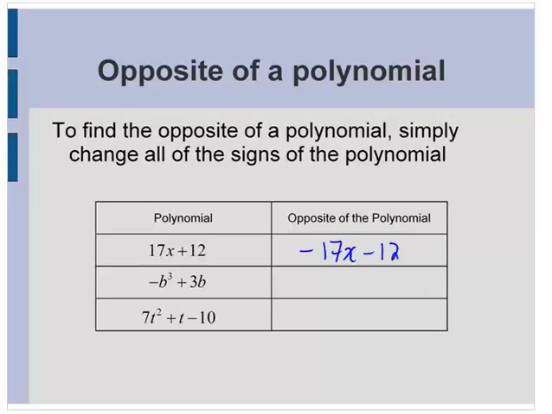Find the opposite of the remaining two polynomials on this slide. The polynomial is negative b cubed plus 3b. Its opposite would be positive b cubed minus 3b. If the polynomial is 7t squared plus t minus 10, the opposite would be negative 7t squared minus t plus 10.